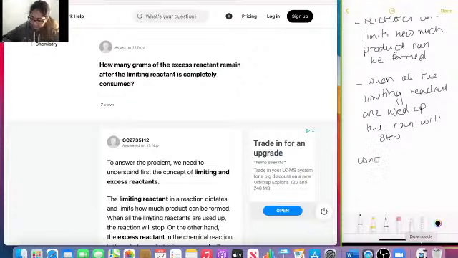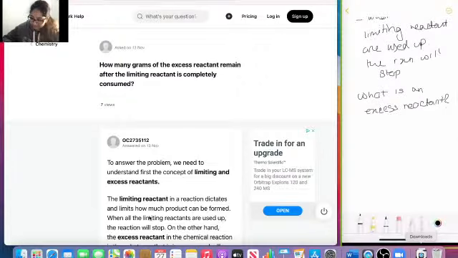so what is an excess reactant? Okay, so the excess reactant in a chemical reaction is the substance that is in excess. So you have a lot. Excess means leftover, basically leftover, or a lot.